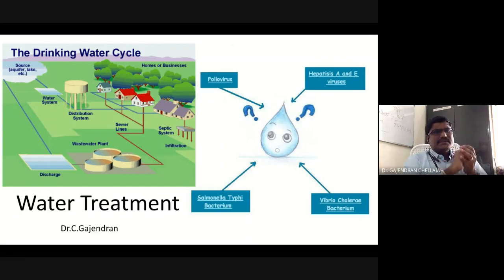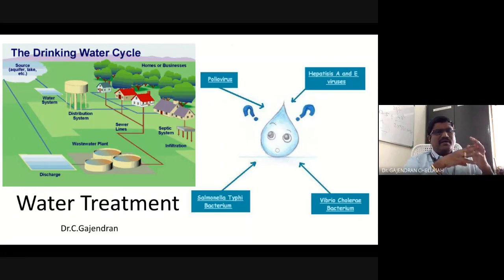So the sources, as I said, may be a lake or a river. Lakes and rivers are the major sources in terms of surface sources, and groundwater will be the other kind of source. So we'll have a water system, then a treatment system. After the source, we'll have a treatment system. From the treatment system, it will go for distribution.